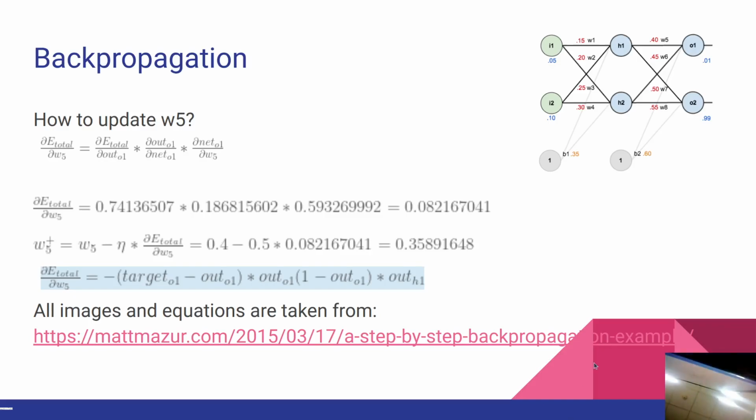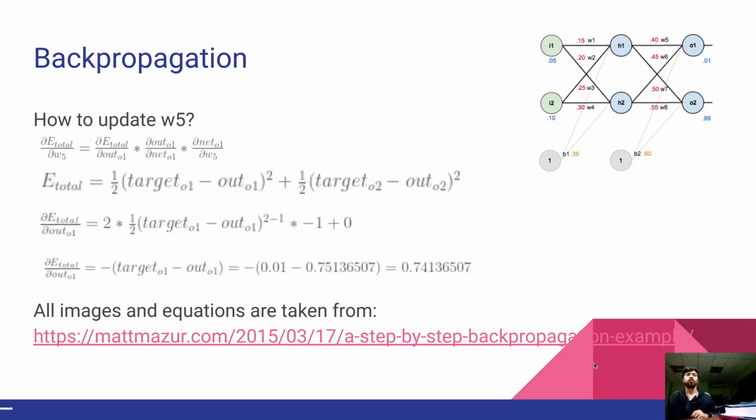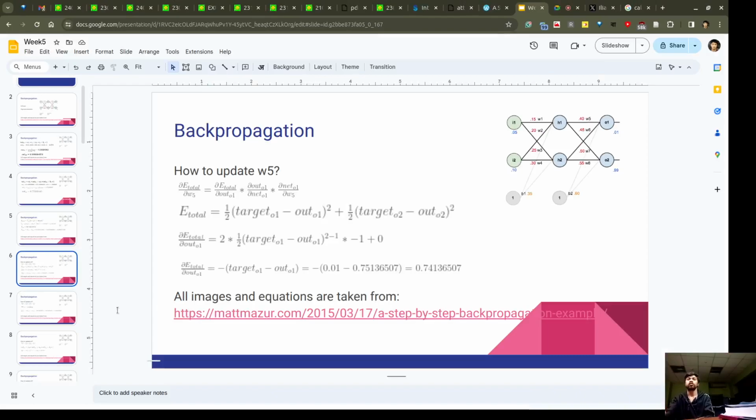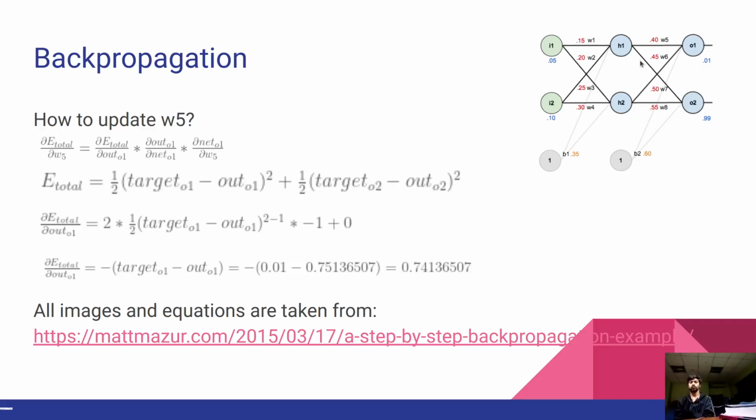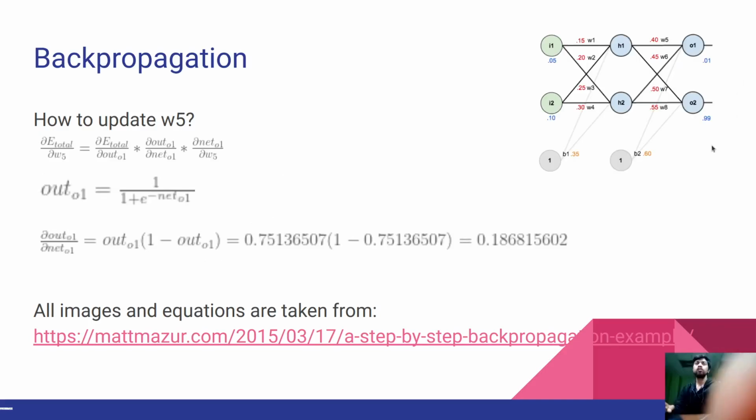Can you go back to the previous slide so that I can take down what the error function is? Yes, sure. This is the error. E total is equal to half target... Okay, got it.